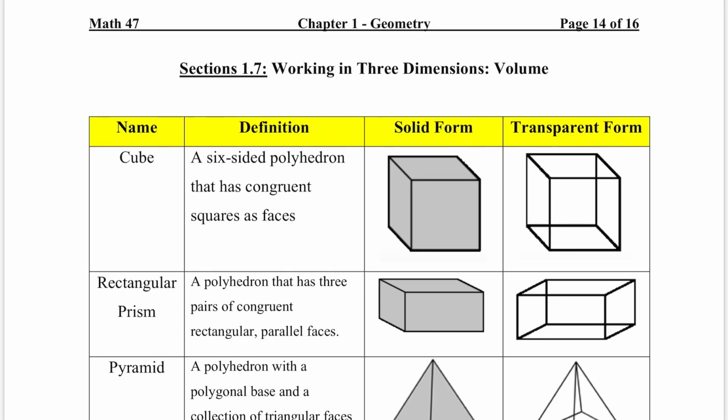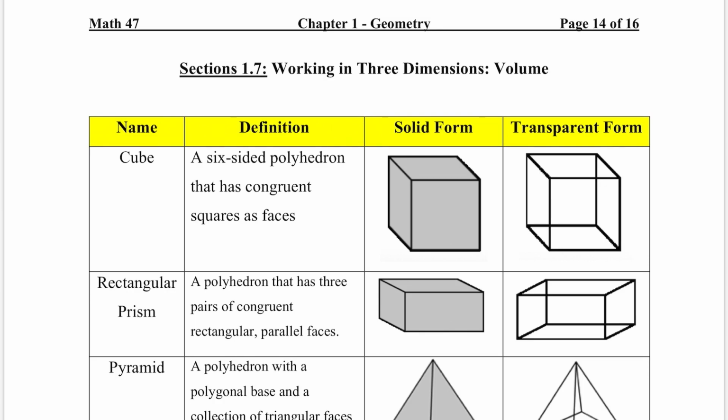Section 1.7, working in 3 dimensions, volume. So let's look at this table, which shows each figure in both solid and transparent form. First, I have the cube.